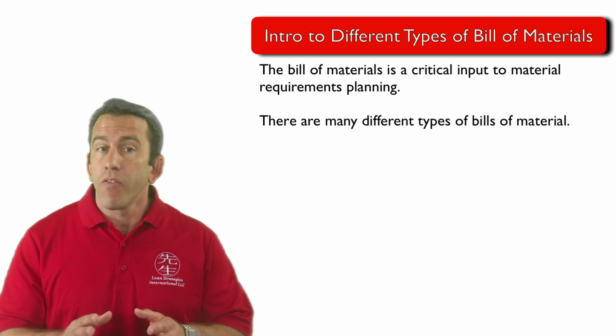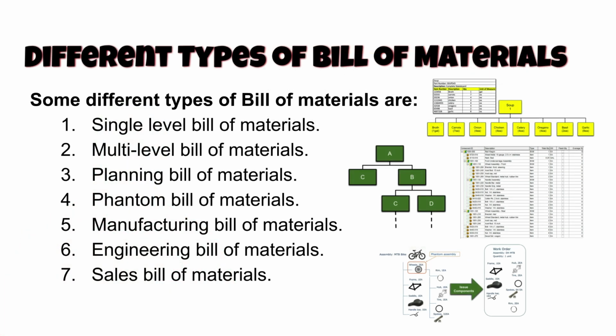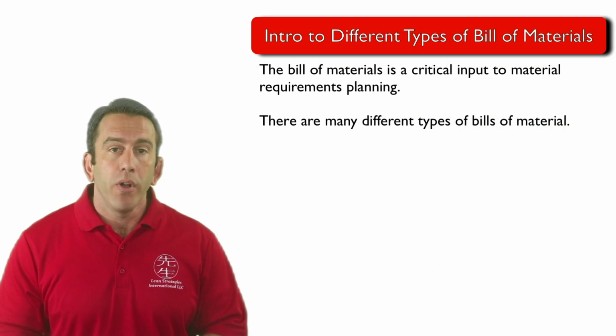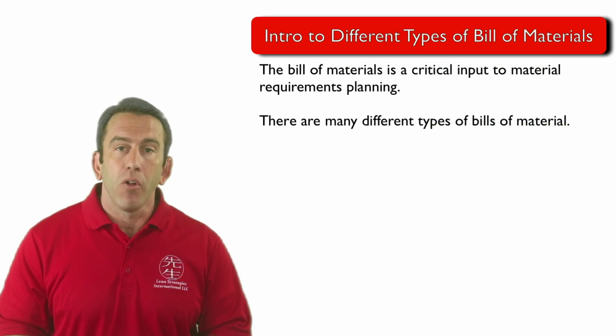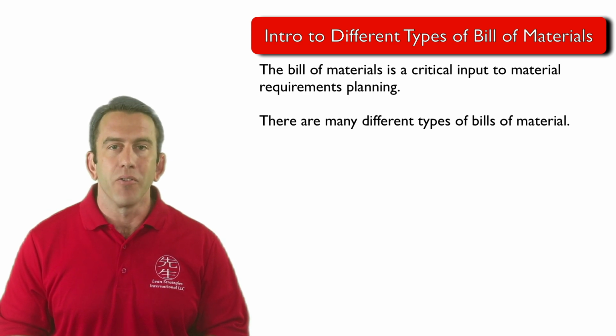Some different types of bill of materials are single-level bill of materials, multi-level bill of materials, planning bill of materials, manufacturing bill of materials, engineering bill of materials, sales bills of material, and many, many more. In the upcoming modules, we will introduce each of these bills of materials to you. We'll see you in the next module.